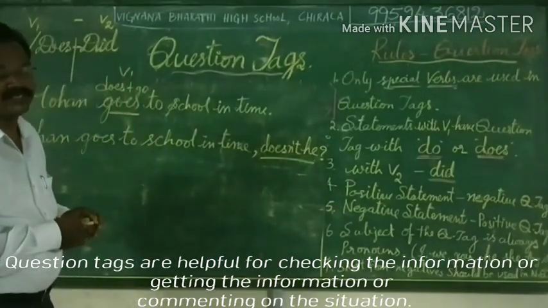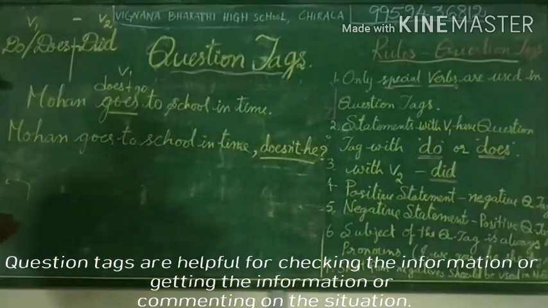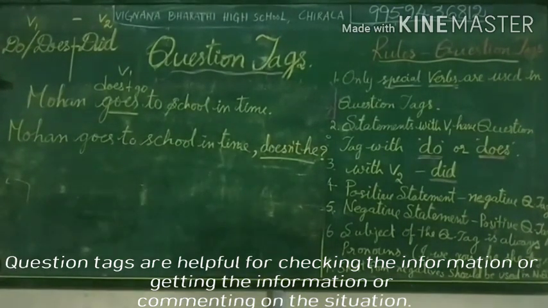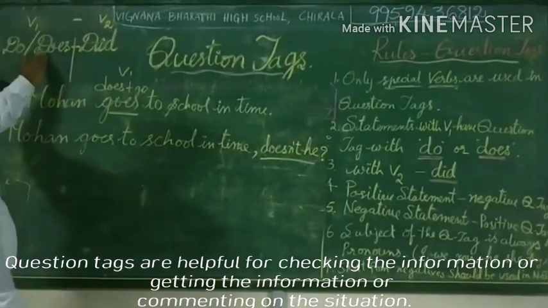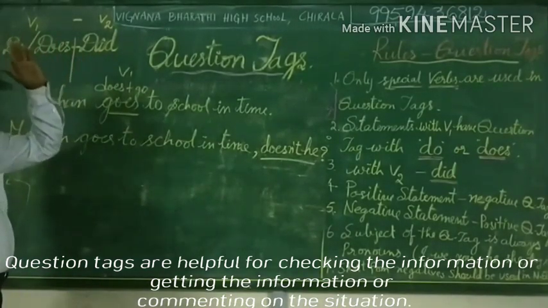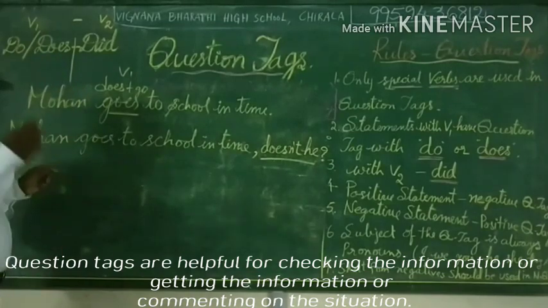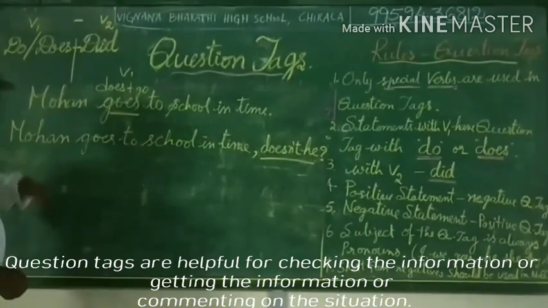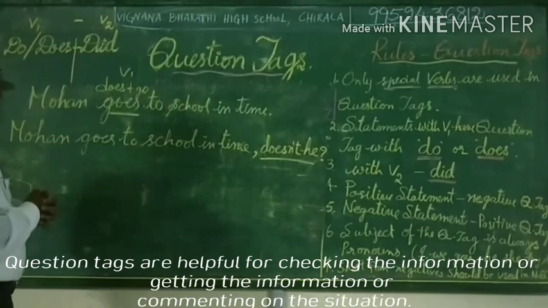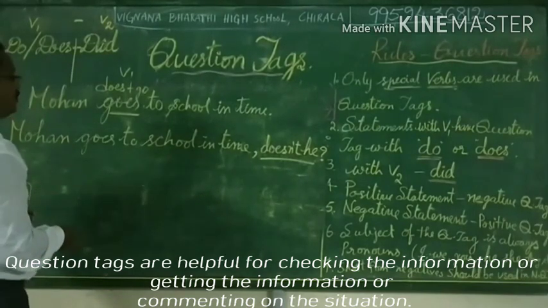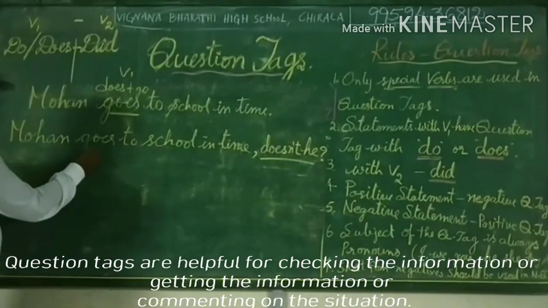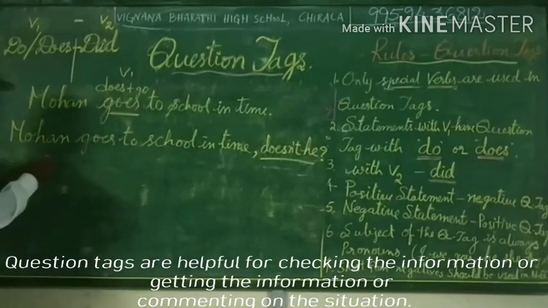So in daily conversation we need to know all types of statements, with positive or negative, or do form or does form or did form. So it comes under either verb 1 or verb 2, or if the sentence has a special verb directly, we can make this question tag without any difficulty.